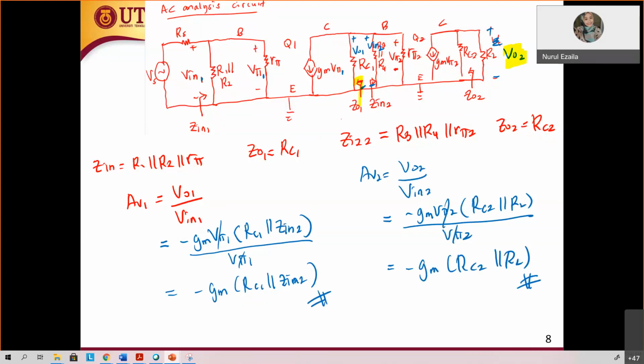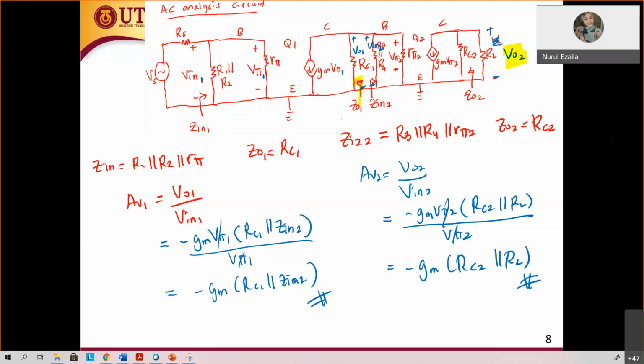Usually for the multi-stage, they will only ask you up to the impedance Z and also the voltage gain. No current gain in here. So are you all clear on the multi-stage RC coupling? Sorry doctor, why do we have to get the parallel R again?